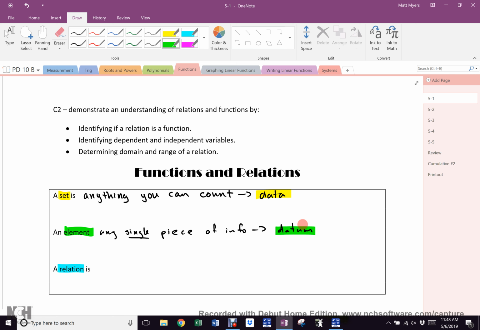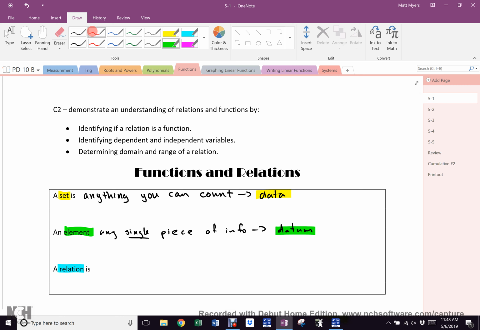So the set of teenagers in this room, Jess is an element of that set, okay? Everybody understand? Easy peasy lemon squeezy, yes? Everybody's cool? All right. We're gonna move along then.